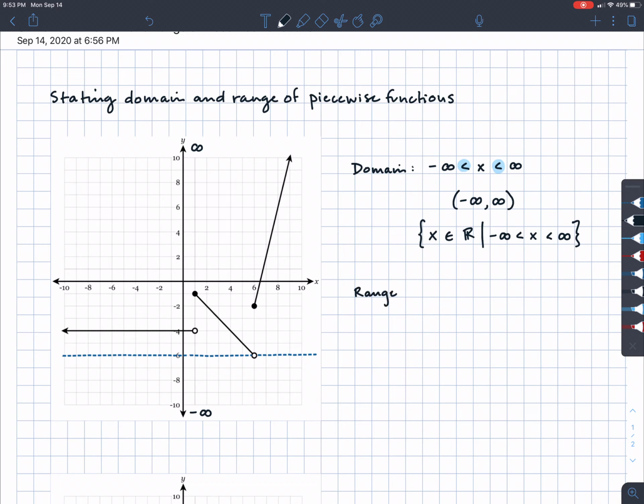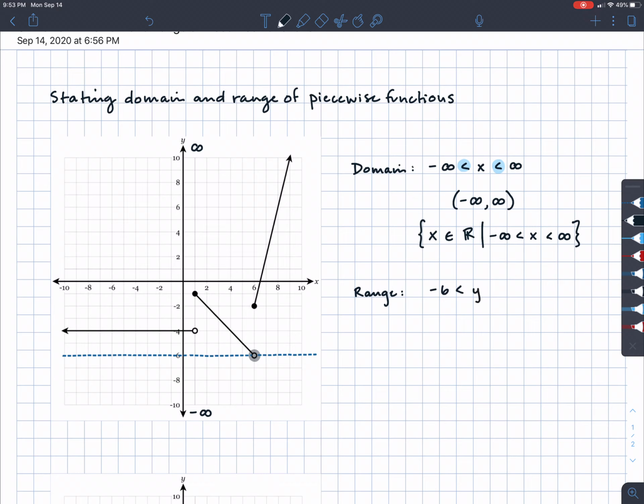But you'll also notice that at negative 6, this is an open circle. So that means that y value doesn't exist. So what we're going to do is write -6, but we're going to put a less than sign in front of it.